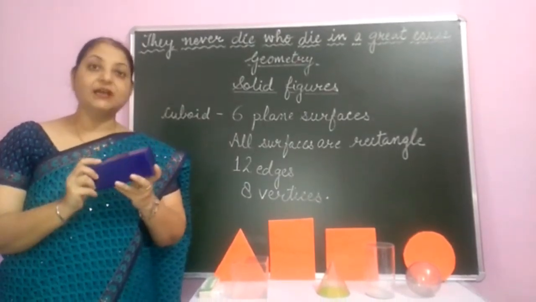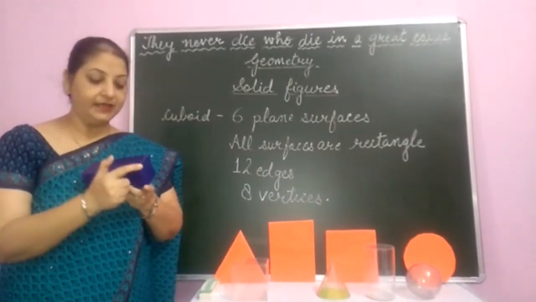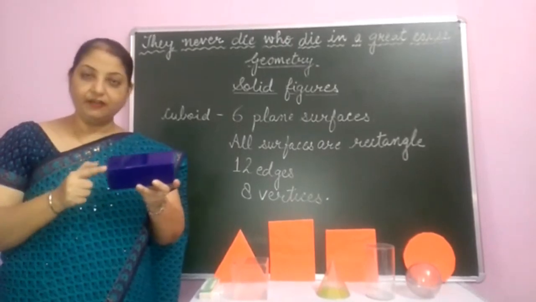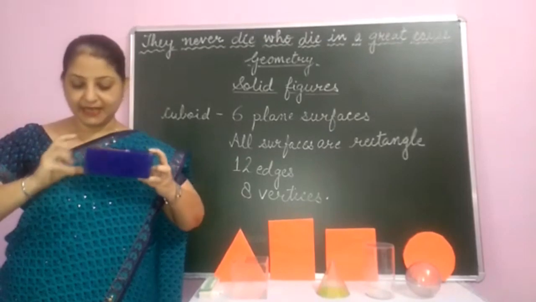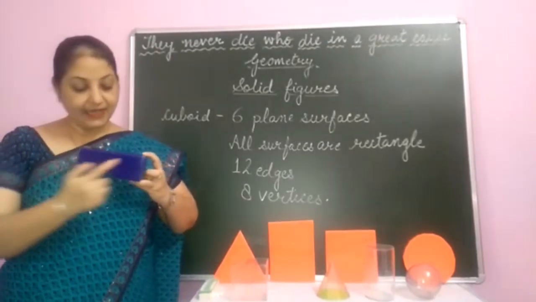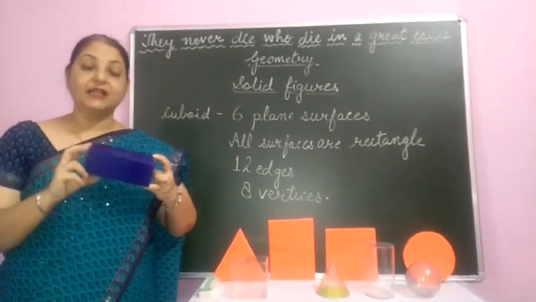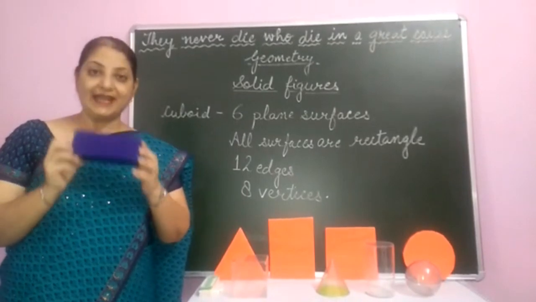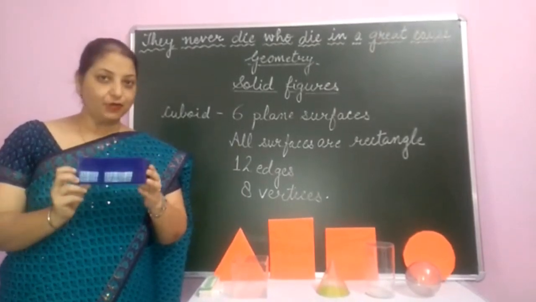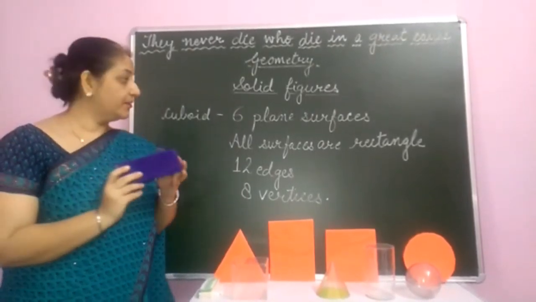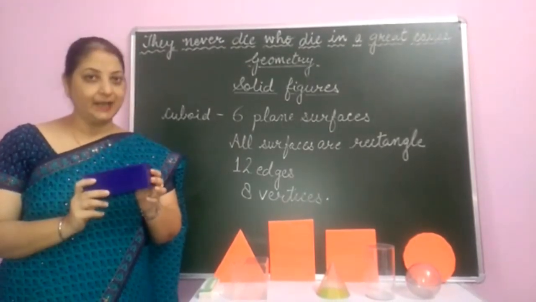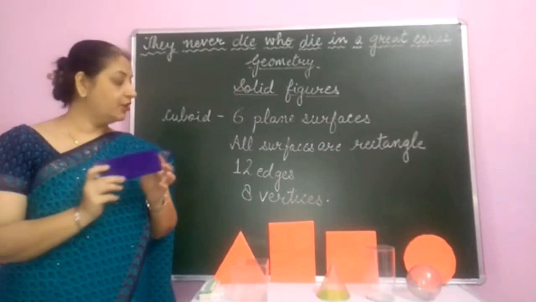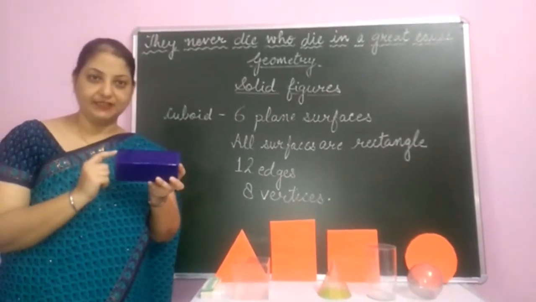Now, let us count the vertices. 1, 2, 3, 4. On the top, we have 4 vertices. Let us count from the bottom side. 5, 6, 7, 8. That means this also has 8 vertices. As I told you earlier also, all the remaining properties of a cube and cuboid are the same. There is only one difference: the shape of the surface.